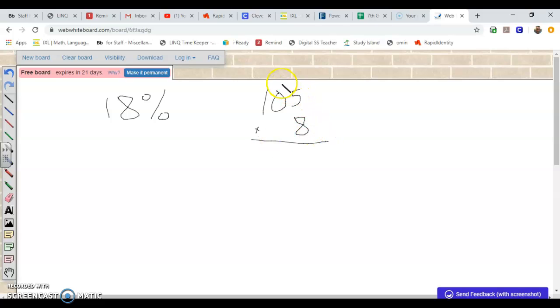Okay. 8 times 5 is 40. 8 times 0 is 0, but I got to bring my 4. 8 times 1 is 8. So to this point, she has sold $840 worth of merchandise. Doesn't say what she sells, but she sold that much. But she gets 18% of that.